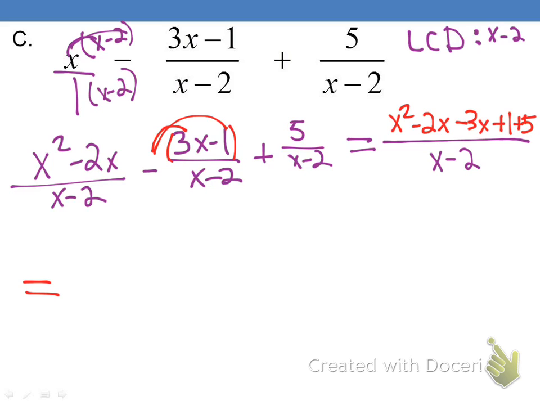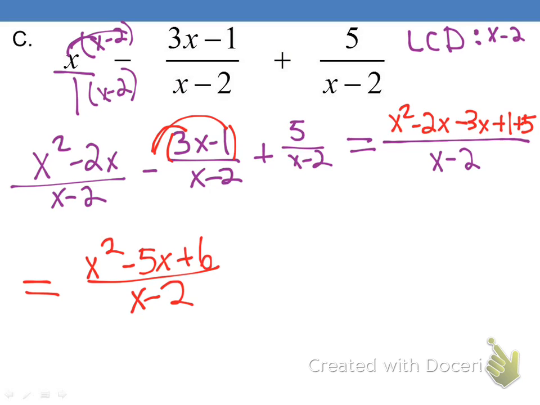Does anything combine with the x squared? No. Does anything combine with the -2x? Yes. Negative 3x. What's -2x minus 3x? -5x. Plus 1 plus 5, which is plus 6, over x minus 2. Okay, the top is looking a little promising.